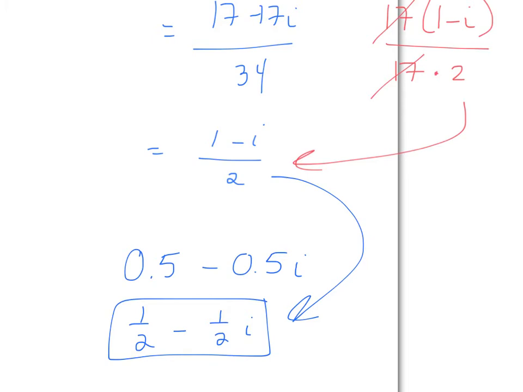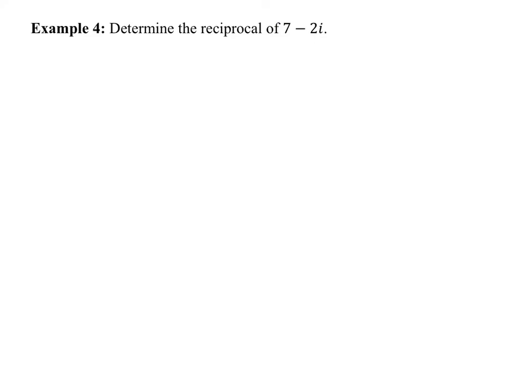Questions on this example? I want to do a few more examples to end, but I want to know if there's a question on this. We're good on this? So what's the rule or what's the idea? Instead of using the binomial conjugate, what do you do for these examples? Complex conjugate. Good. Multiply by the complex conjugate over itself. Okay? Here. So determine the reciprocal of 7 minus 2i.